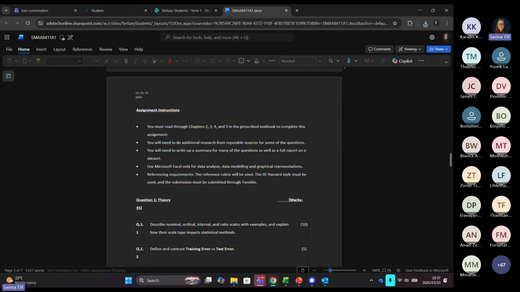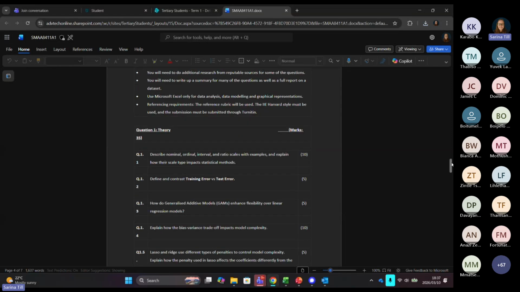Referencing requirements is you use the normal IIE referencing. So you guys can reference Harvard Anglia, but if you are a computer science person from another institution who's joined us, you are also very welcome to reference ACM. The ACM is a numerical referencing style.